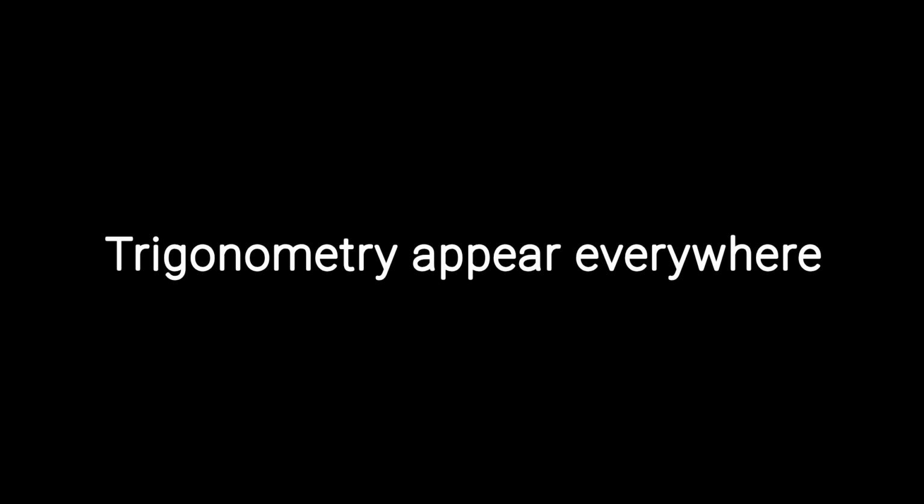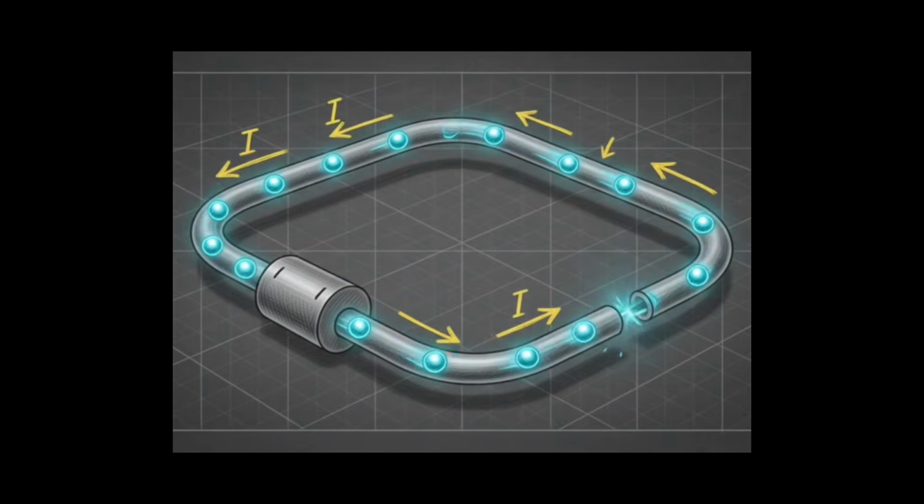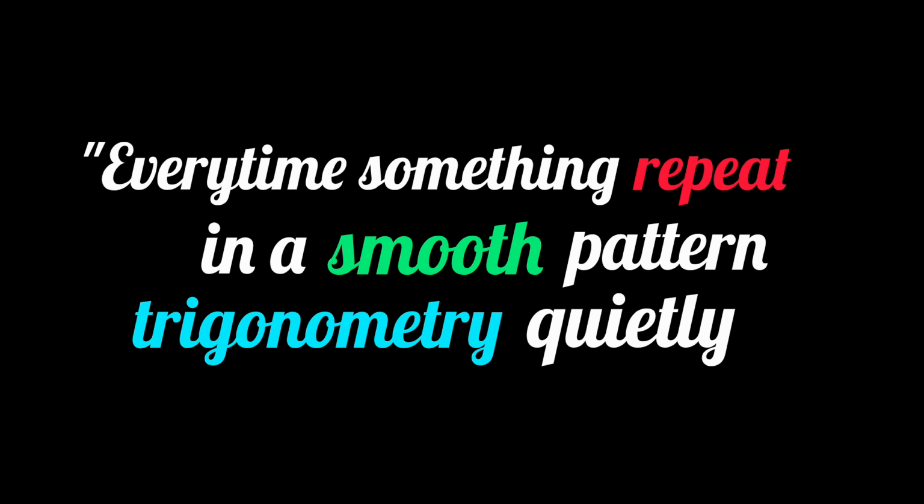Trigonometry appears everywhere. When a sound wave travels through air, it follows a sine wave. When electric current moves through a wire, it follows a sine wave. Every time something repeats in a smooth pattern, trigonometry quietly describes it. And that brings our journey to an end.